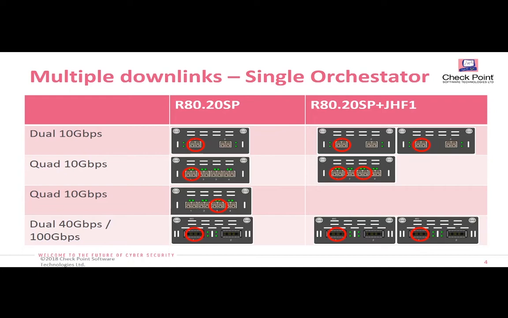Now, if you have a quad network interface card, such as in the second row, there's a limitation in R80.20 scalable platform. You can only plug one port of that card into a given orchestrator. With Jumbo Hotfix 1 or newer, that limitation is lifted. So if you have R80.20 scalable platform with Jumbo Hotfix 1 or R80.30 scalable platform or newer, then it is supported to plug port 1 and port 3 of the quad network interface card into the same Orchestrator appliance.